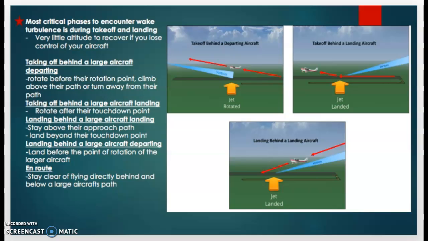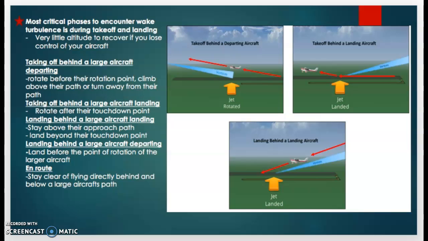Let's say we are taking off behind a large aircraft that is landing. We want to rotate after their touchdown point, because after they've touched down, they're not creating lift, therefore they are not creating wingtip vortices. Let's say we are landing behind a large aircraft that is also coming into land. We're going to watch what their glide path is, stay well above it, and land beyond their touchdown point.